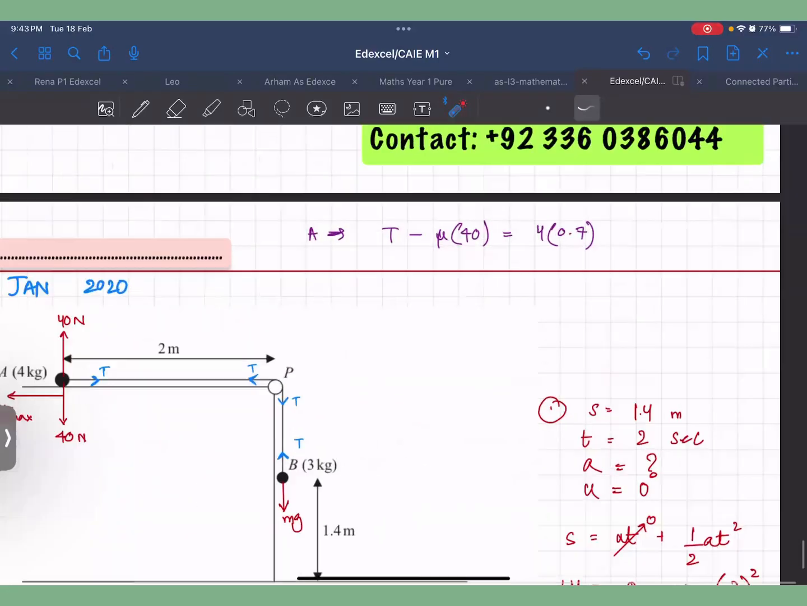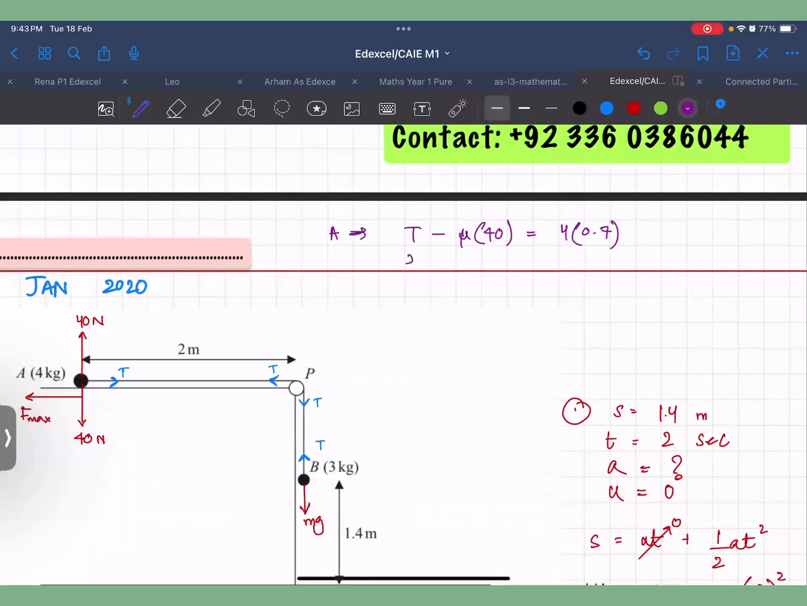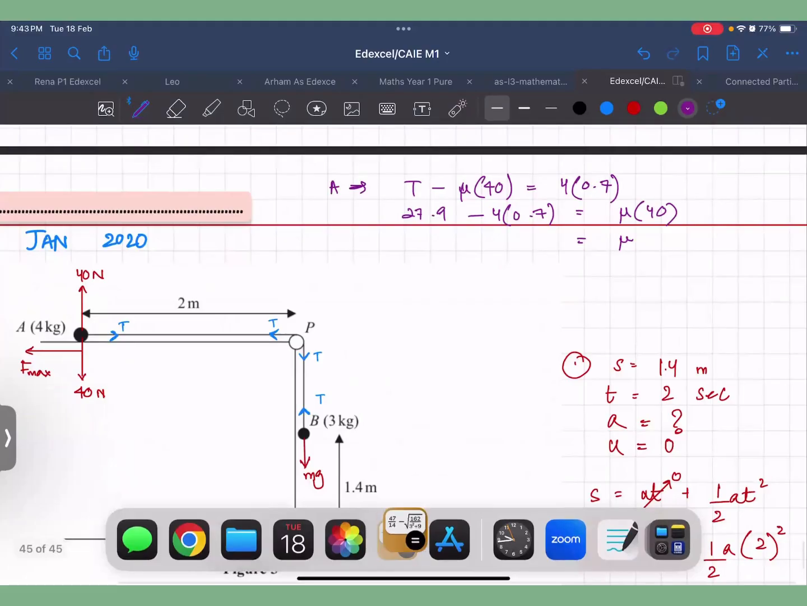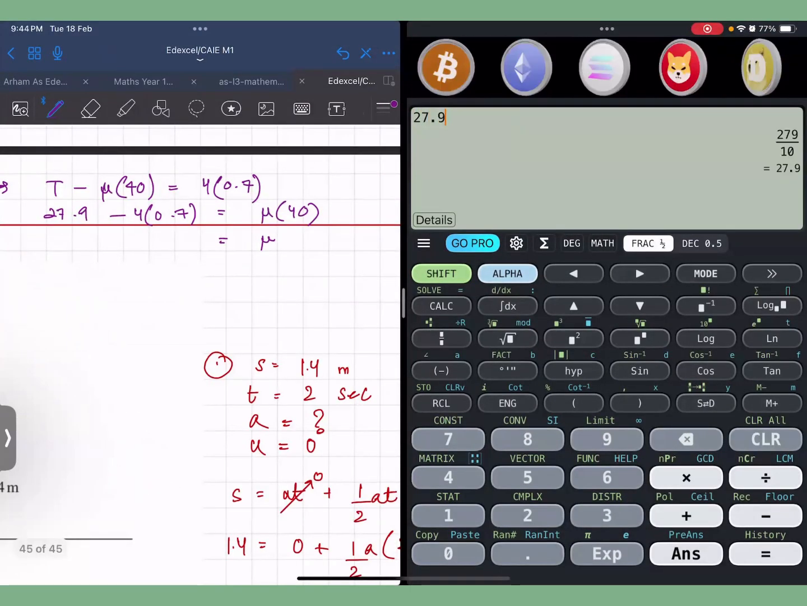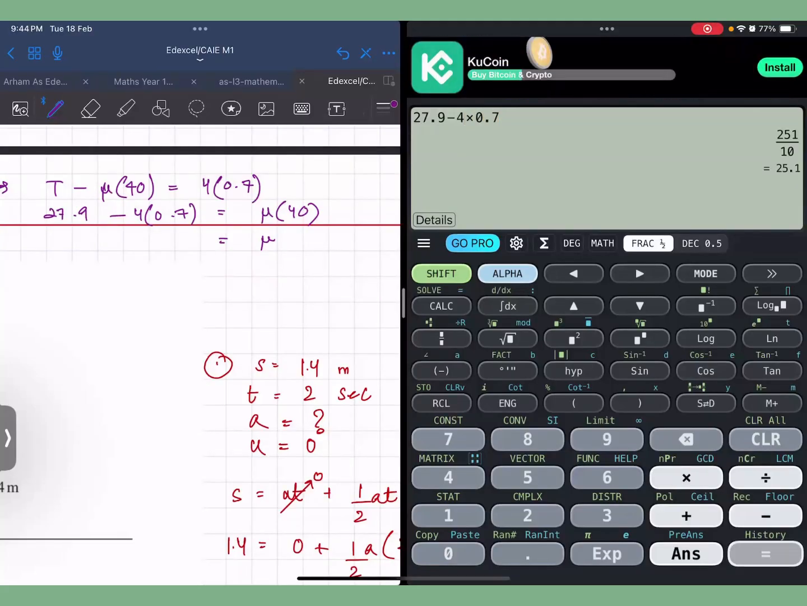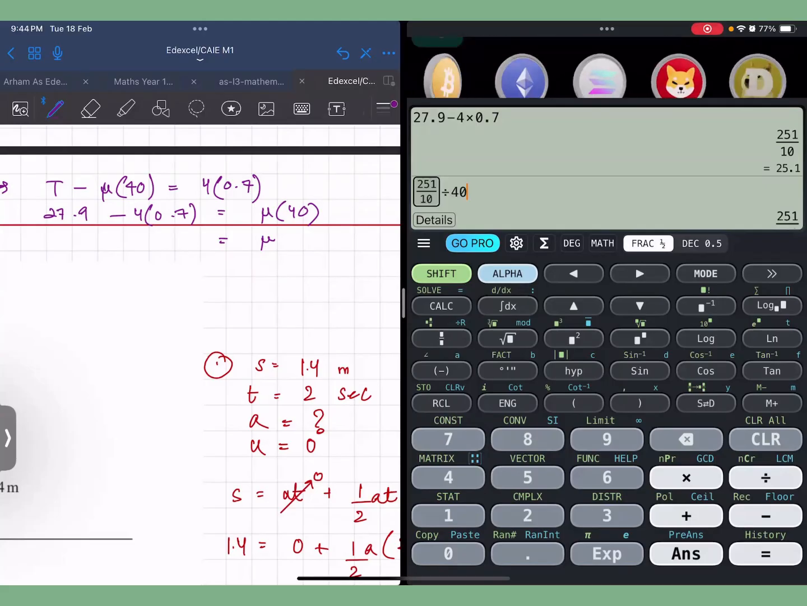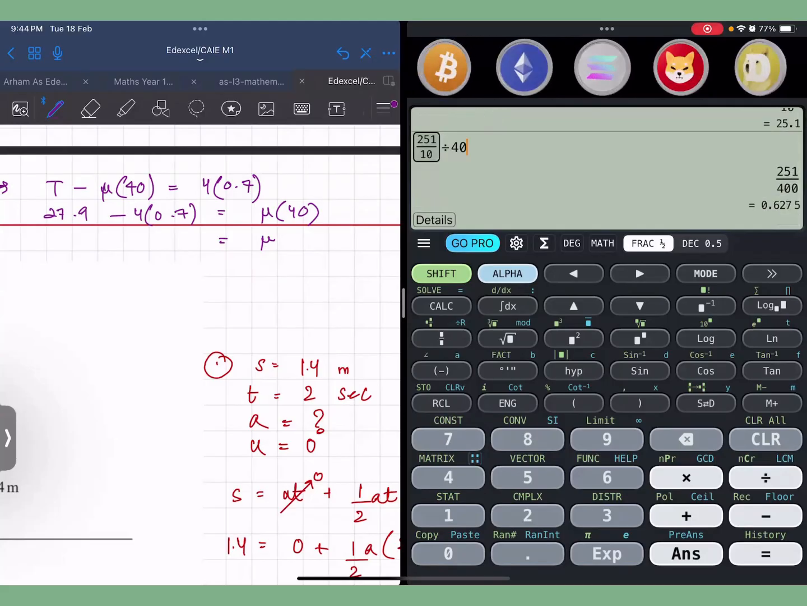So we just solve for this tension. We know now the tension is 27.9 minus 4 times 0.7 would equal mu times 40. So mu comes out to be the left side divided by 40. So 27.9 minus 4 times 0.7, and this divided by 40. This is your mu, 0.6275.